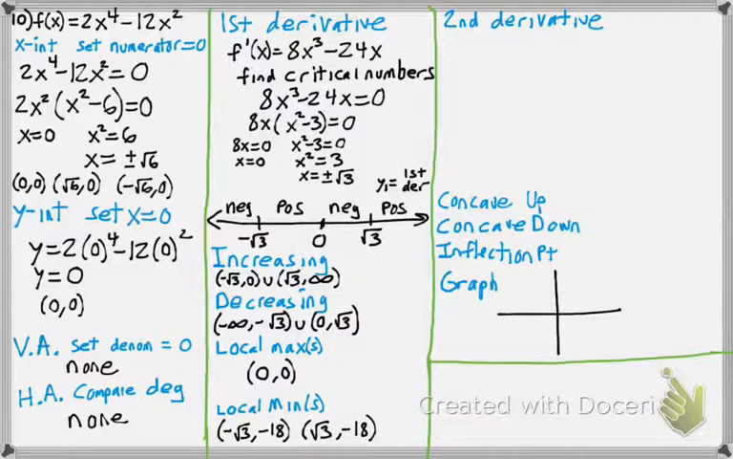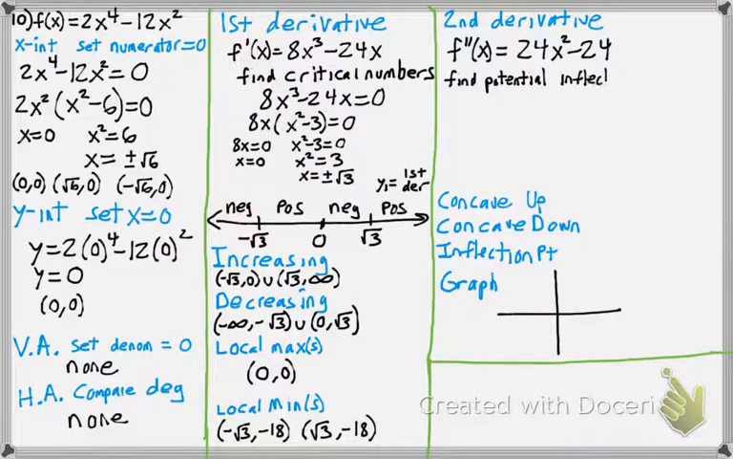Next up is the second derivative. So f double prime is going to be equal to 24x squared minus 24. And I want to set it equal to 0 to find the potential inflection points.